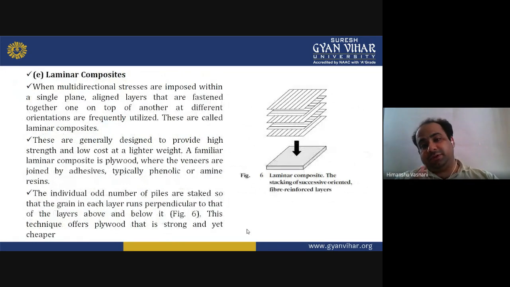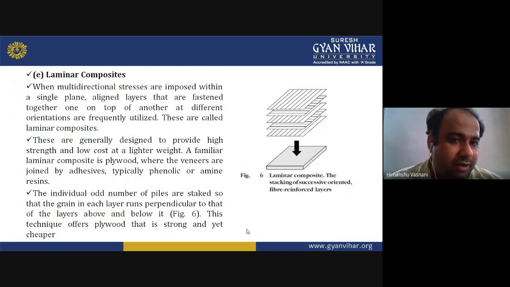Now, laminar composites, very important. When multi-dimensional stresses are imposed within a single plane, aligned layers fastened together one on top of another, with different orientations of the frequent plies, are called laminar composites. I have also discussed this at the start. Here also you can see that this is used because they are strong and cheaper. This is the basic thing about it.